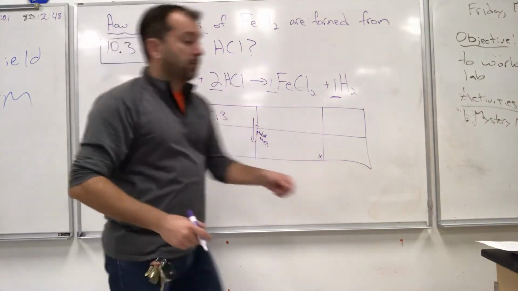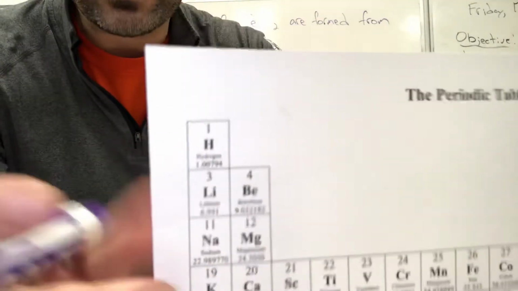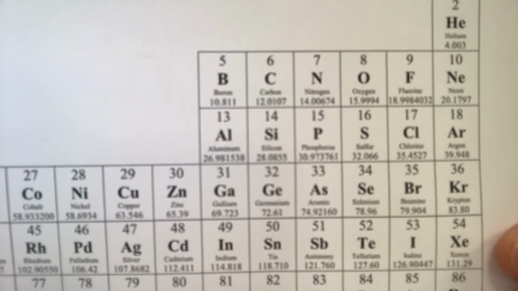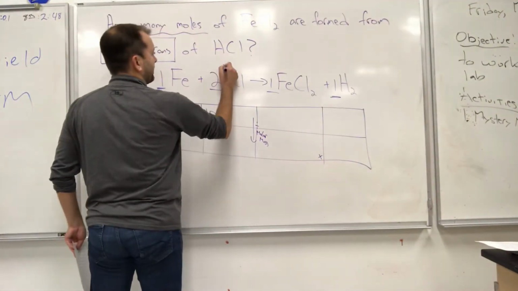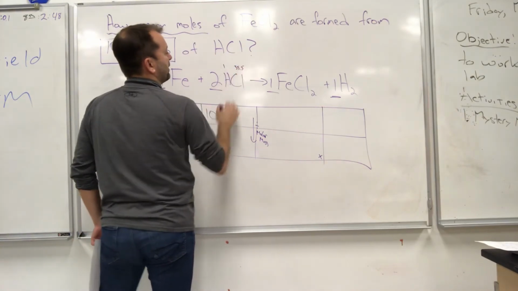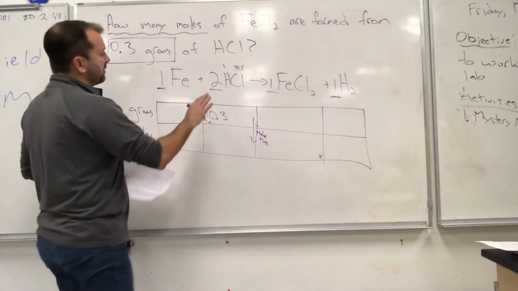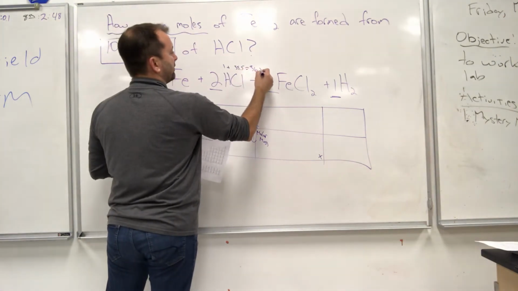So now I pull out my periodic table. I find H. I see H right there, and its mass is 1.01. So I can round that to 1. Then I find Cl, and if you look carefully, you see Cl is 35.45. So this has a mass of 1, and this has a mass of 35.5. I'm not going to round that to 36 or round it down to 35. Just leave it at 35.5. I'm going to add those together, and I'm going to get a molar mass of 36.5.